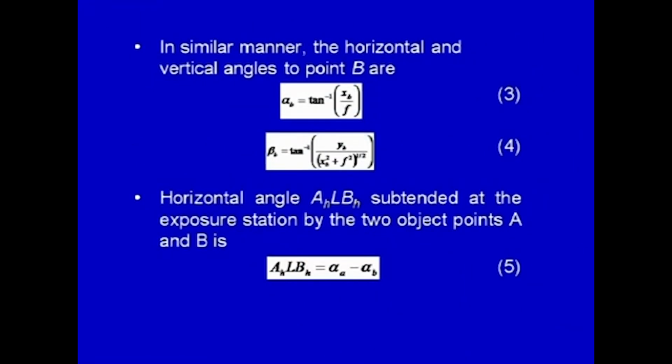In a similar manner, the horizontal and vertical angles of point B can be determined, where alpha B will be equal to tan inverse x B divided by f and beta B will be equal to tan inverse y B divided by the square root of x B square plus y B square plus f square. So, the horizontal angle between A and B at the camera exposure station L, designated as small h, angle A L B subtended at the exposure station by the two objects, is alpha A minus alpha B.